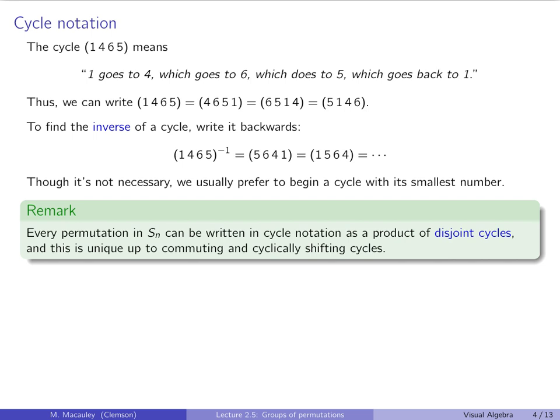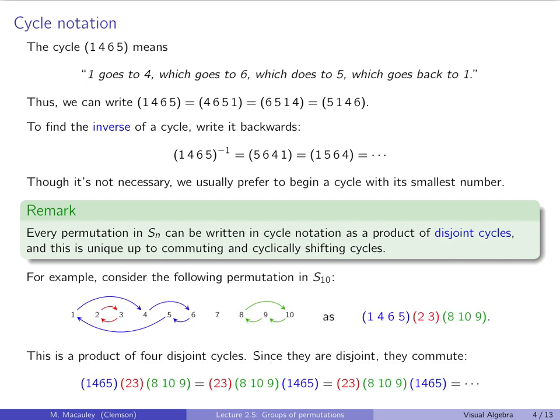Let me point out something that you've probably already noticed, which is every permutation in Sn can be written in cycle notation as a product of disjoint cycles. And this is unique up to commuting cycles and cyclically shifting cycles. And by cyclically shifting, I mean each cycle we can write multiple ways like this. And by commuting, well, I mean disjoint cycles commute. And that's best seen with an example.